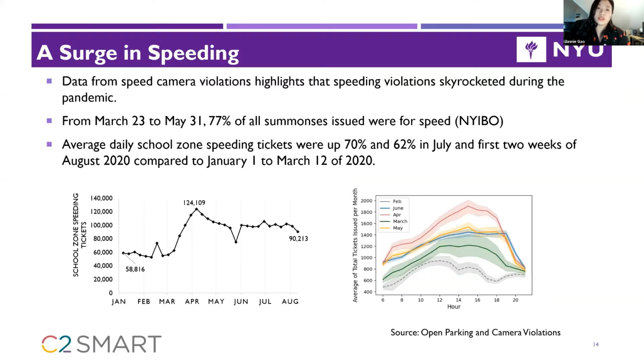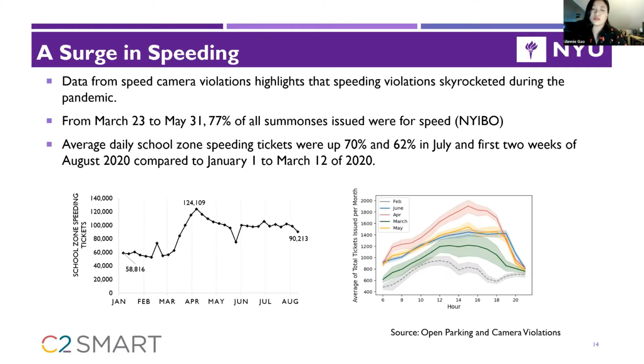And the other important finding actually is a surge in speeding, and we think this might remain as one of the new normal happening in the aftermath of COVID-19. So basically the data from the speed camera violations, and these are all school zone speeding tickets, skyrocketed during the pandemic. And if we look at the numbers itself, the daily school zone speeding tickets were up 70% in July compared to the pre-pandemic period, from January to March.